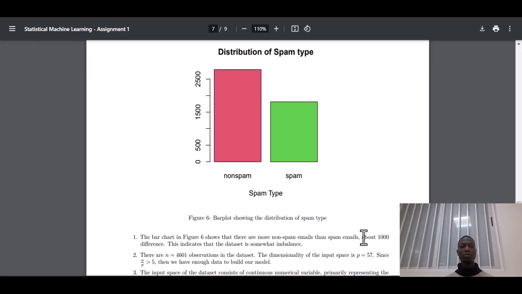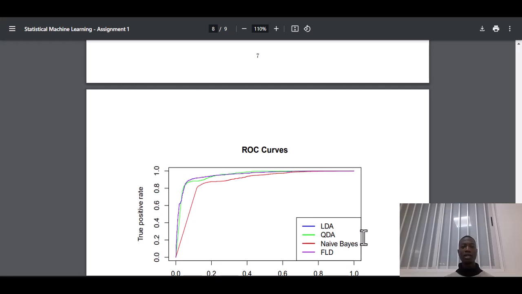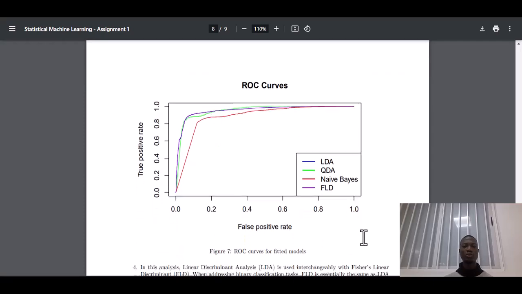So looking at the input space, we have 4,001 observations and the dimension is 57. This confirms that we have enough data to build our model. So we try to fit four different models on our data: LDA, QDA, naive Bayes, and the FLD. Although the LDA and FLD are the same thing because we are dealing with binary classification, and looking at the ROC curve, we see that the naive Bayes is the worst model here, but the LDA and QDA are performing better, although LDA comes out fine.